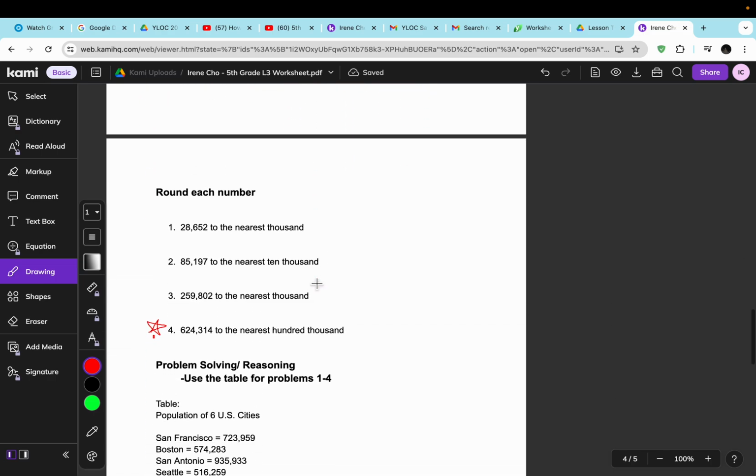So this is rounding each number as well. It's basically the same concept as the one above. So it says 624,314 to the nearest 100,000. So we're looking for the nearest 100,000. So we'll look at the number afterward, which is in the 10,000 place again, and it's a 2. Because it's lower, 4 and below, we round down. So it will be 600,000.